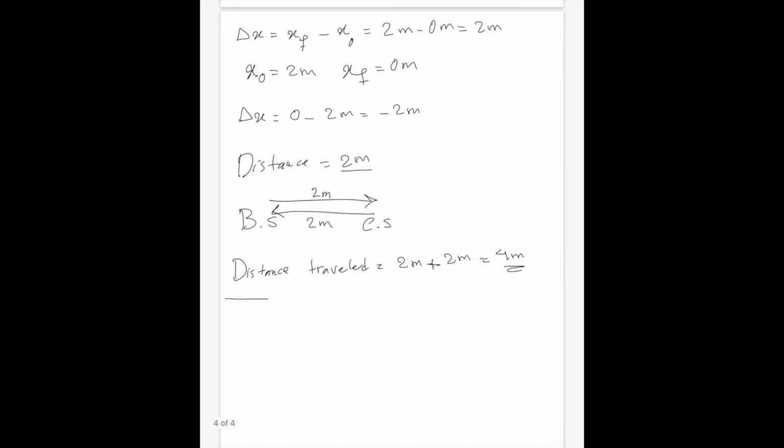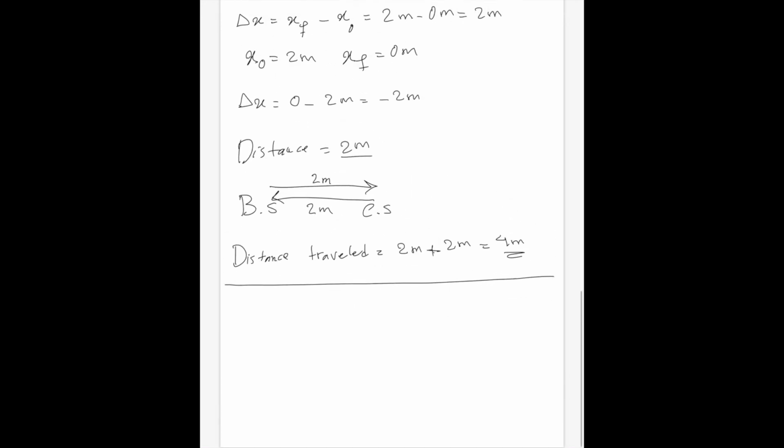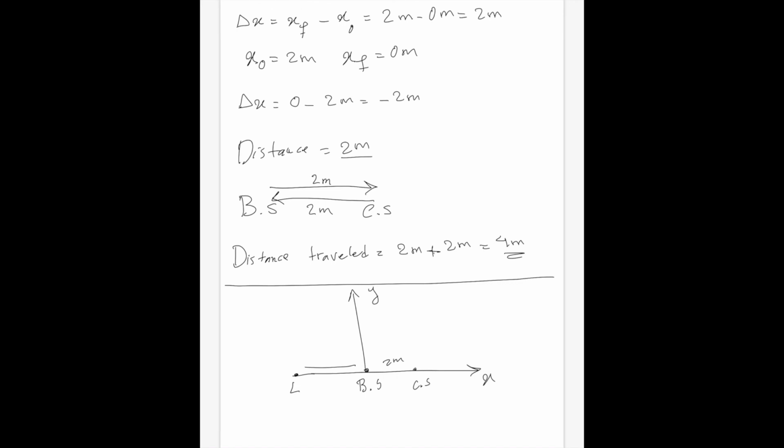Okay, so now let's look at another example. Let's say you go back to the bus stop, you join your friend, and then you both head to the library. The library is 3 meters to the left of the bus stop. So what does it look like? This is your coordinate system. This was the bus stop. This was the coffee shop, 2 meters to the right of the bus stop. And then this is your library, which is 3 meters on the left side of the bus stop.